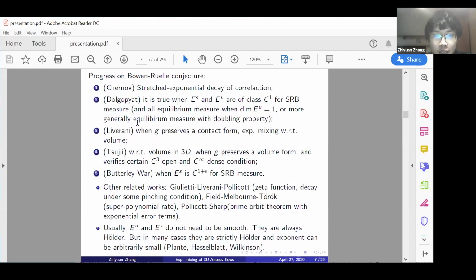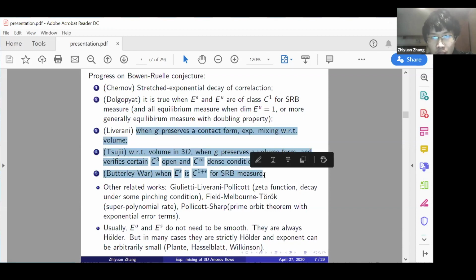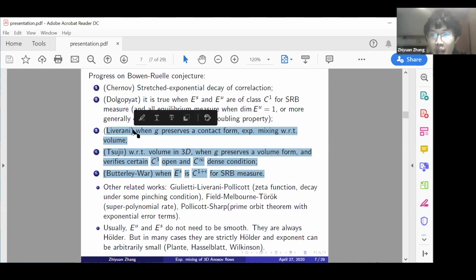Another thing is that Dolgopyat proves this for equilibrium measure, but in many other papers, for instance these three papers, they need to consider certain integration by parts. They need to use an argument like integration by parts. This only works for smooth measure. So for an SRB measure, it works. But if you consider an entropy maximizing measure, then usually it doesn't work.